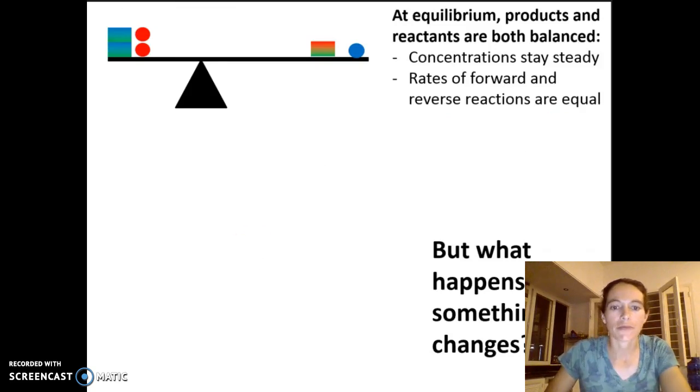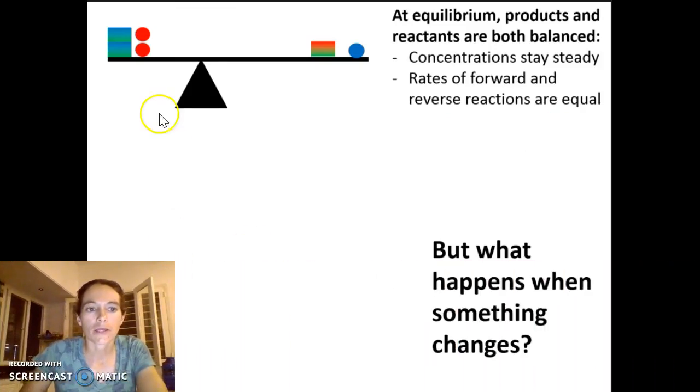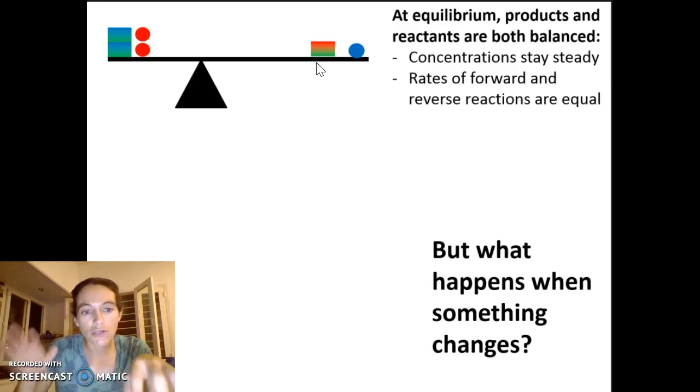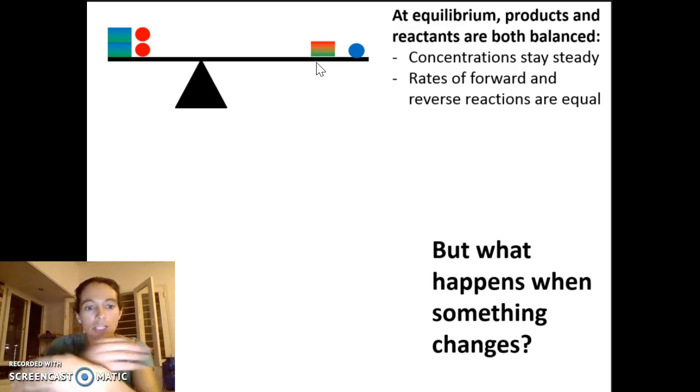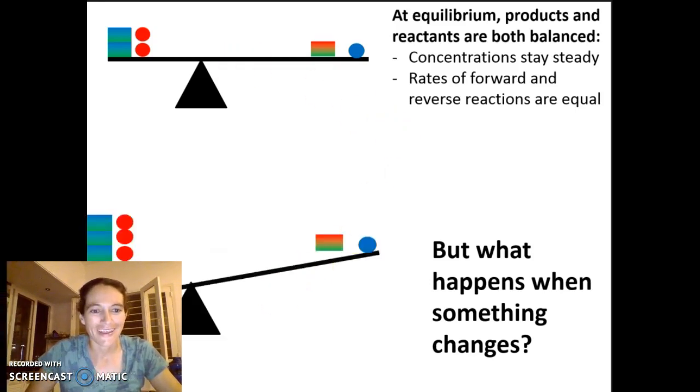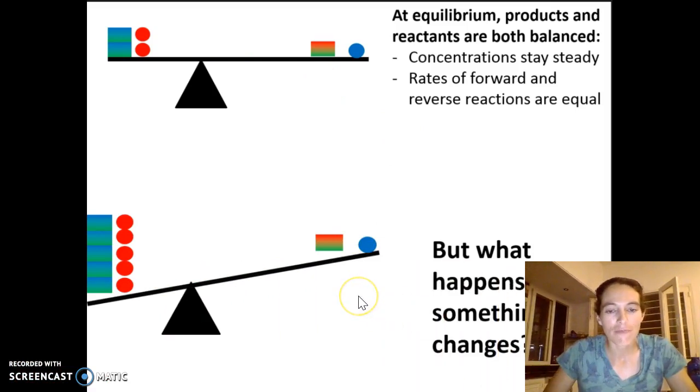So at equilibrium, the products and the reactants are balanced. They might not be equal to each other, their numbers or their concentrations, but each individual concentration is staying steady, and the rates of the reactions are equal. But today we've got to talk about when something changes. If all of a sudden we're off balance.